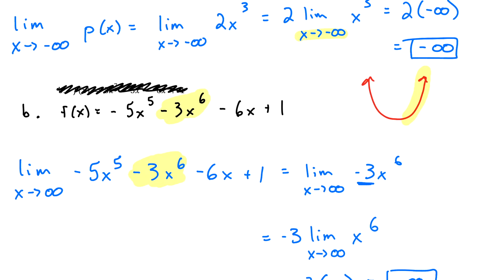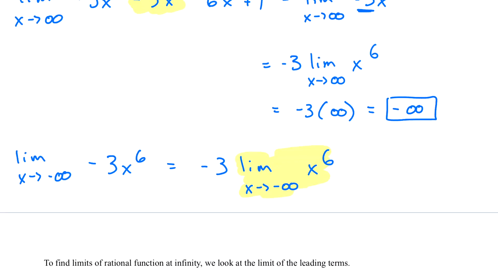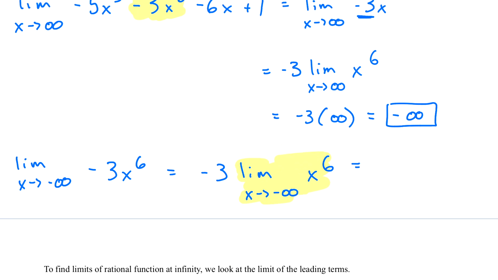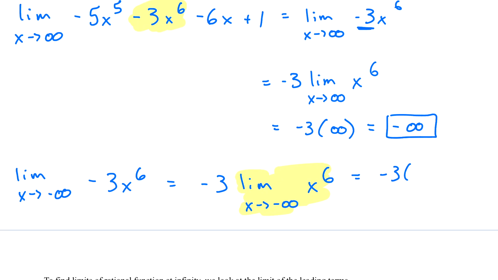Well, we've got that graph up here in red. Since we're approaching negative infinity, we're looking at the left side. So again, the y value is increasing. The y value is approaching positive infinity. So we end up with negative 3 times positive infinity. When I multiply those two, I end up with negative infinity.